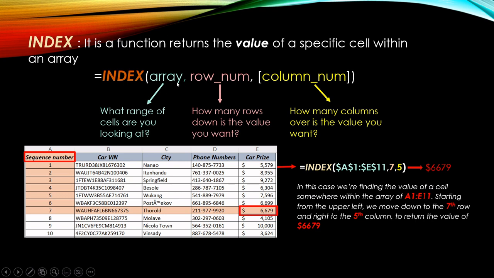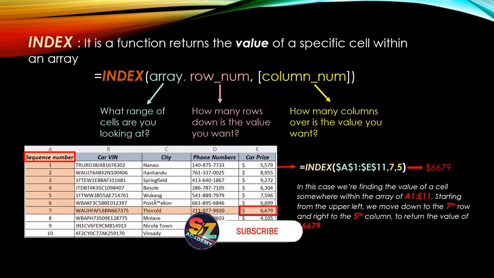The array, which is the range you are looking at; the row number, which is how many rows down you want to go; and the column number, which is how many columns over you want to move. You start from the upper left corner of whatever array you specify, then move down to the row number and over to the column number, and Excel will tell you what it finds in that cell.